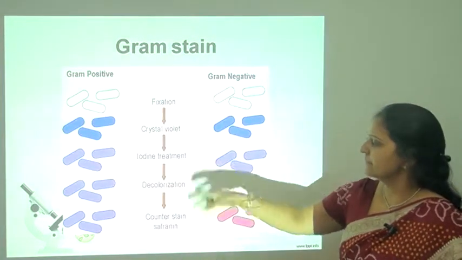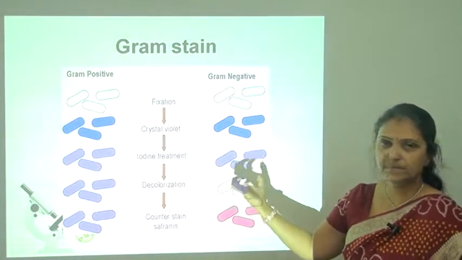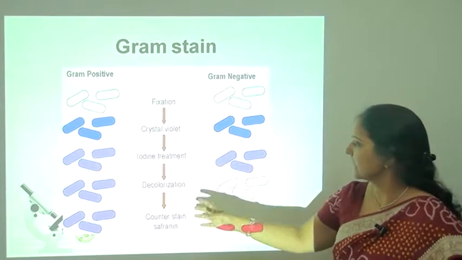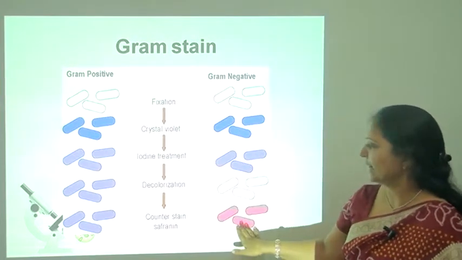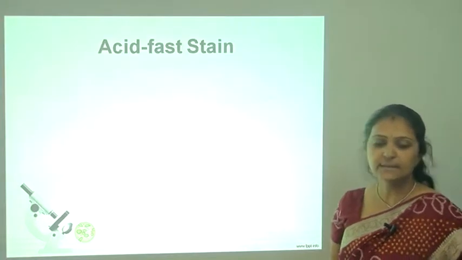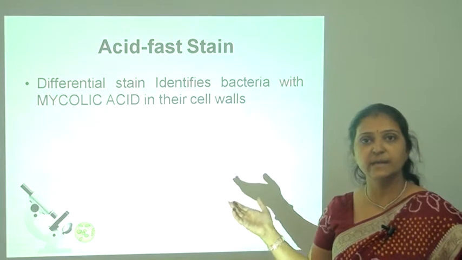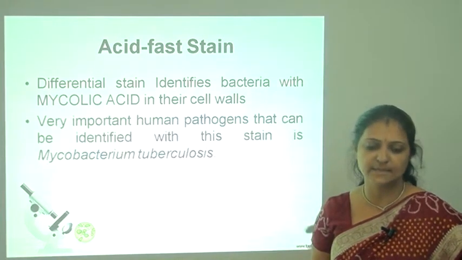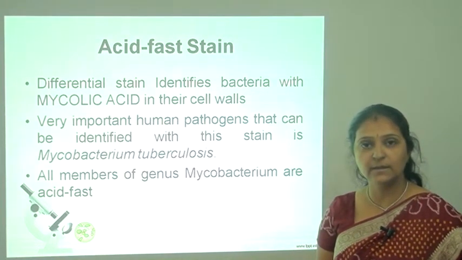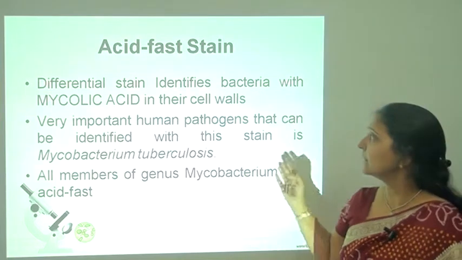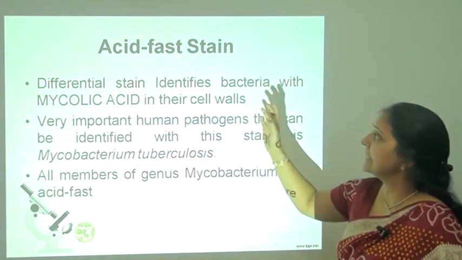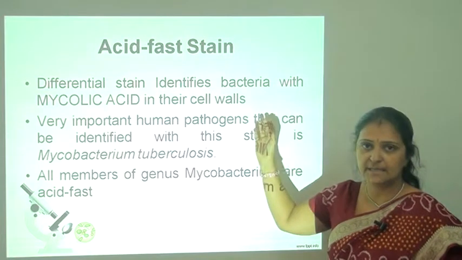This is a summary of the gram stain, showing gram positive and gram negative bacteria. Now another stain is the acid-fast staining. It is a differential stain that identifies bacteria which possess mycolic acid in their cell wall. A very important human pathogen is Mycobacterium tuberculosis. It can be stained by acid fast staining.